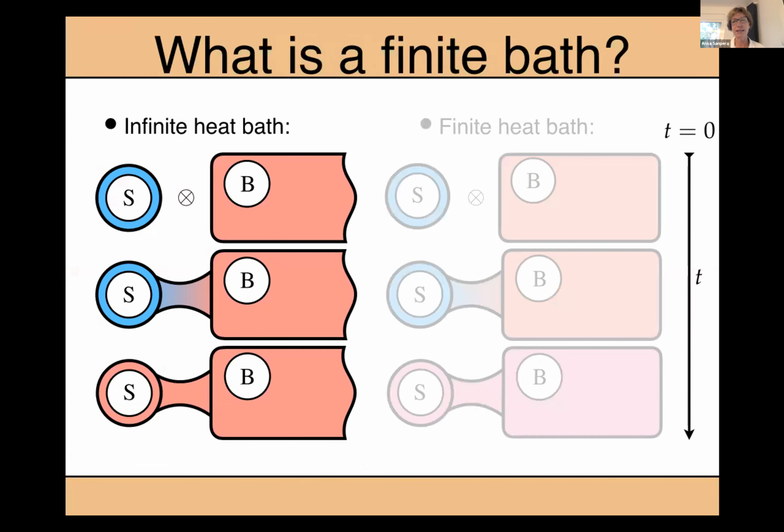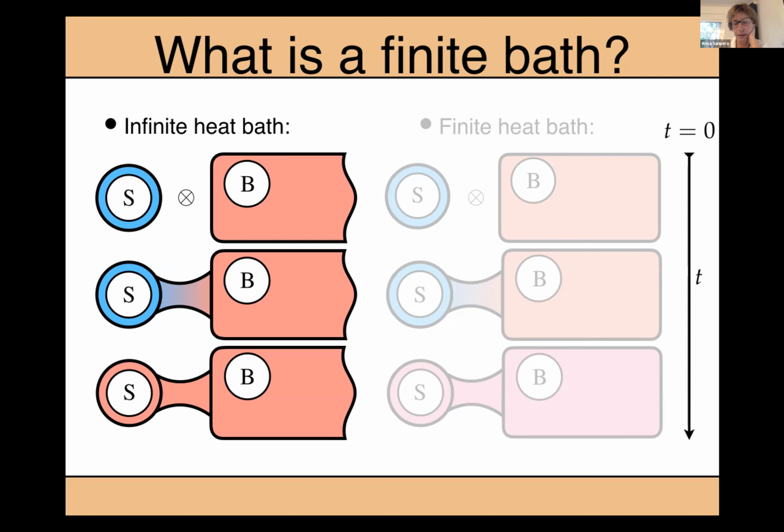So what is a finite bath? Obviously it means the bath is finite, but what is different from infinite baths? If we have our system in contact with an infinite bath, and we assume that initially they are separated, and then we allow the system and the bath to be coupled.